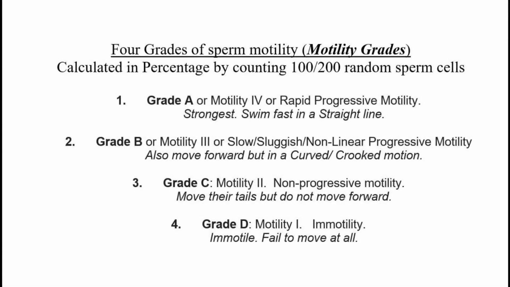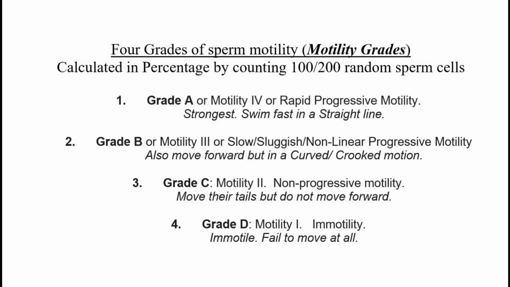Based on the extent of motility, human sperms are divided into 4 grades, also known as motility grades. The various grades of motility are calculated in terms of percentage by counting 100 or 200 random sperm cells. Grade A or motility 4 sperm cells have rapid progressive motility. These are the strongest and swim fast in a straight line.